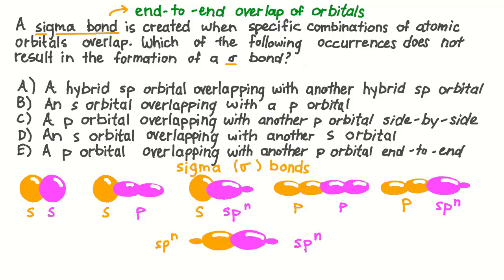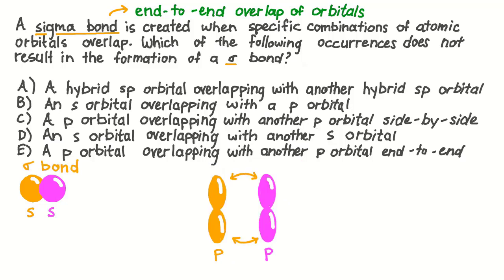Any combination of 2 orbitals that overlap end to end, such as these, will result in a sigma bond. But if we have 2 orbitals overlapping side by side, like these 2 p orbitals, the resulting bond is a pi bond, not a sigma bond. So answer choice C, a p orbital overlapping with another p orbital side by side, would result in the formation of a pi bond, not a sigma bond, so it's the correct answer.